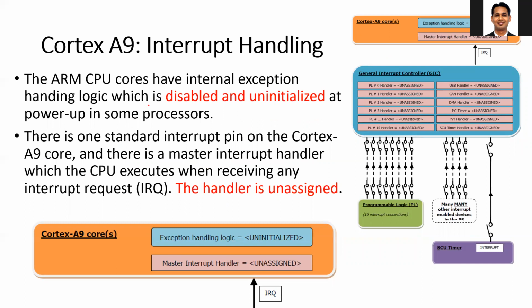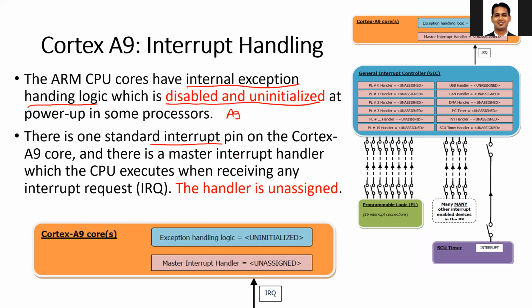The ARM CPU cores have internal exception handling logic. That means whenever an interrupt happens, the things to be taken care of to process that interrupt are handled by this interrupt exception handling logic. In some processors, it is disabled and uninitialized at power up. In the case of the Cortex A9, it is already enabled and initialized. Also, there is one standard interrupt pin, IRQ. Similarly, there is FIQ, but here we are focusing on the IRQ pin on the Cortex A9 core.